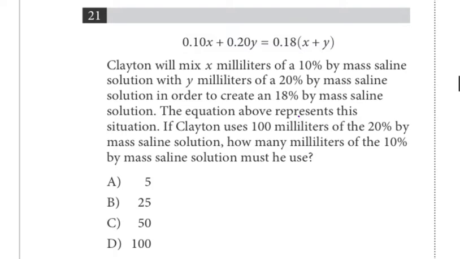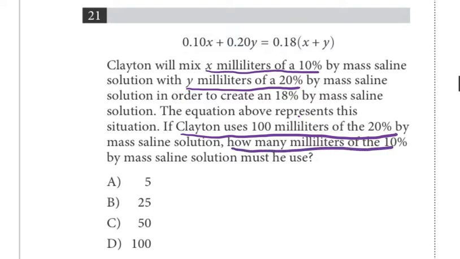Well, let's look at the variables here. The X milliliters is the number of milliliters of the 10% solution, and the Y is the number of milliliters of the 20% solution. So if Clayton uses 100 milliliters of the 20% by mass saline solution, how many milliliters of the 10% by mass saline solution must he use? Let's just substitute 100 in for Y. So we substitute 100 there and there, and we're going to solve for X.